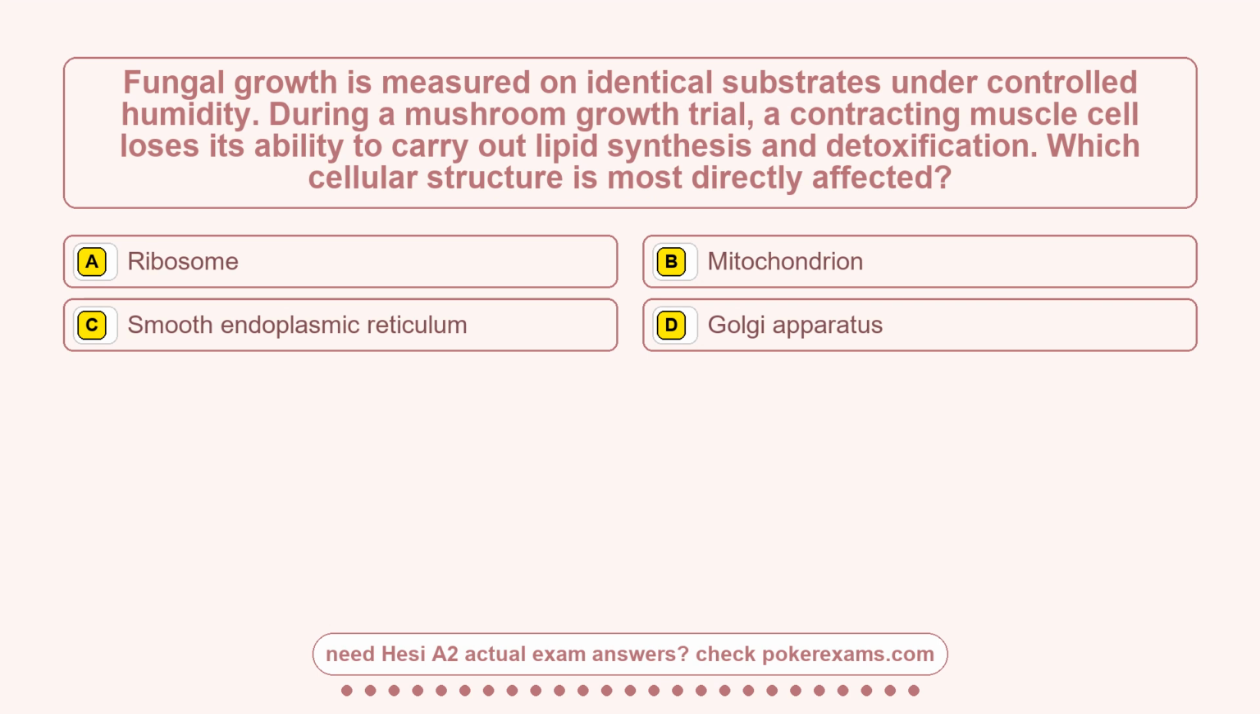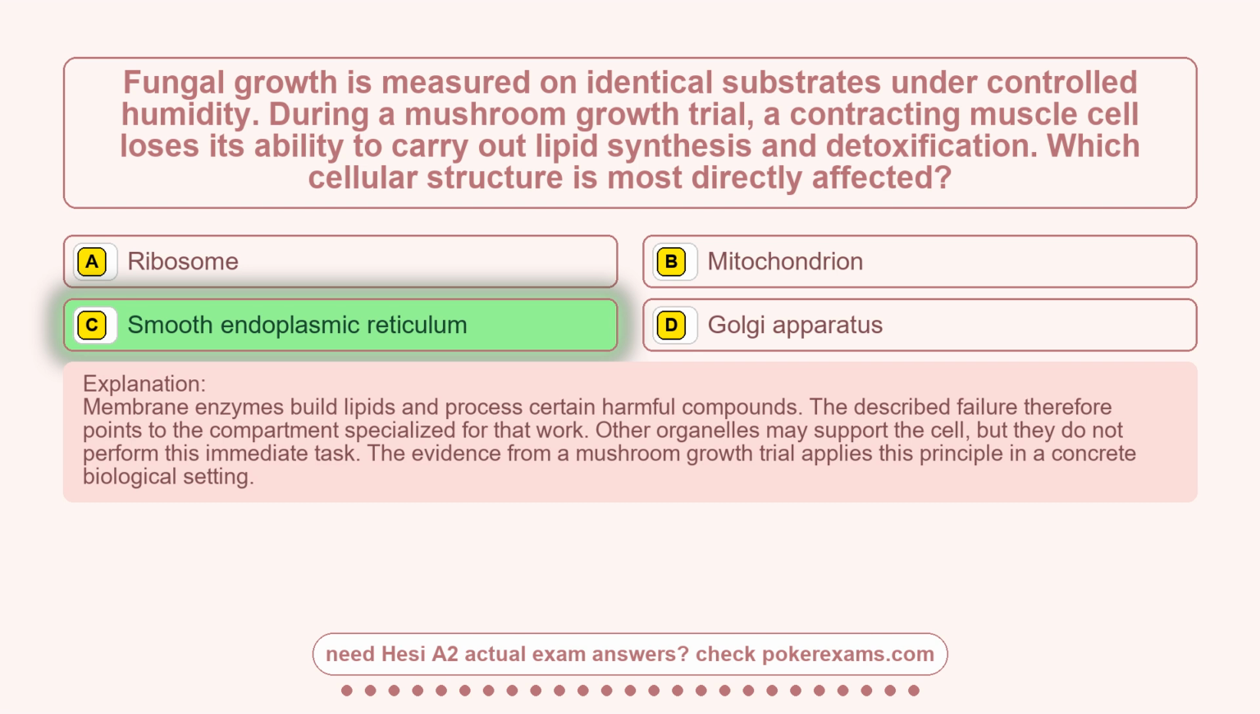Question 19. Fungal growth is measured on identical substrates under controlled humidity. During a mushroom growth trial, a contracting muscle cell loses its ability to carry out lipid synthesis and detoxification. Which cellular structure is most directly affected? Option A ribosome, Option B mitochondrion, Option C smooth endoplasmic reticulum, Option D Golgi apparatus. The correct answer is Option C, smooth endoplasmic reticulum.